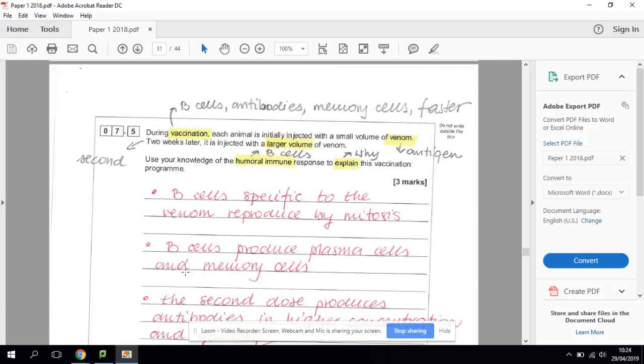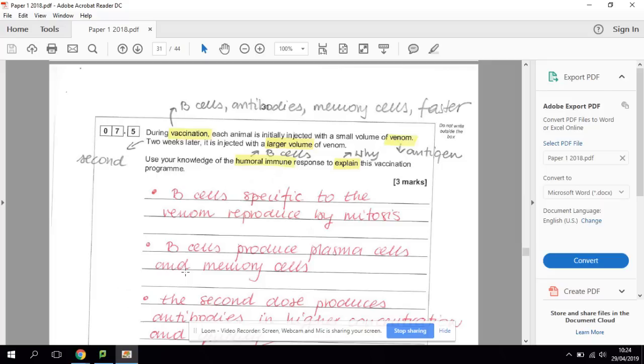Right, next question. During vaccination, again, write down everything you know. What's the key word? B says antibodies, memory says faster. Each animal is injected with a small volume of venom. Remember, venom was the antigen, and 2 weeks later, so that means a second time, it is injected with a higher volume of venom.